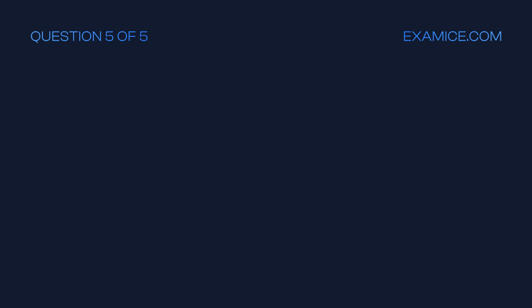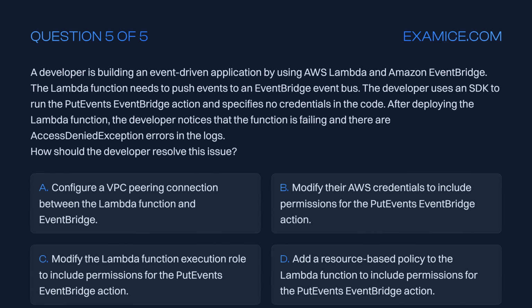Question 5. A developer is building an event-driven application by using AWS Lambda and Amazon EventBridge. The Lambda function needs to push events to an EventBridge event bus. The developer uses an SDK to run the PutEvents EventBridge action and specifies no credentials in the code. After deploying the Lambda function, the developer notices that the function is failing and there are access denied exception errors in the logs. How should the developer resolve this issue?